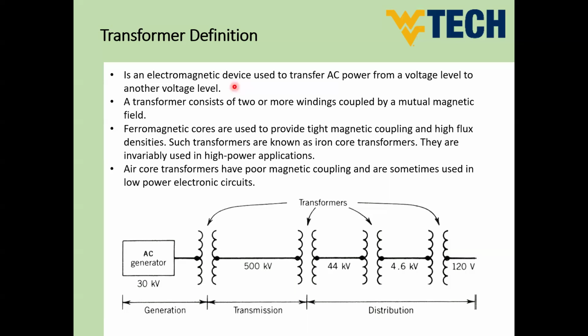So it's not an electromechanical device, it's an electromagnetic device because we don't have mechanical parts, and it's used to transfer AC power from a voltage level to another voltage level. Transfer AC power, not DC power. So no DC power can be transferred using transformer. DC, I mean the pure DC.